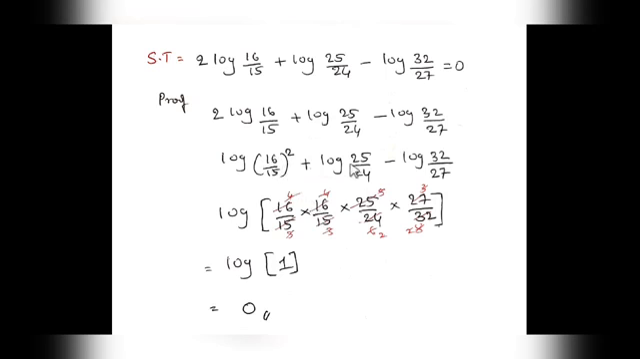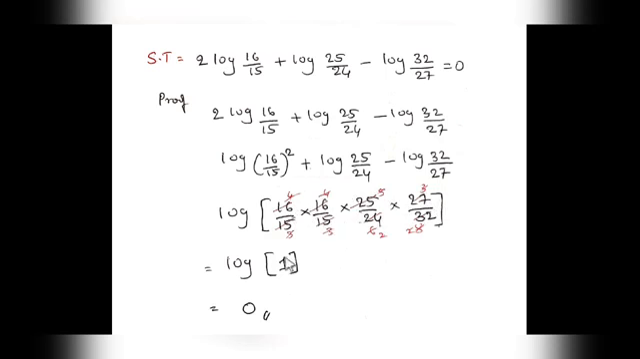Log of square can be written as 16 upon 15 into 16 upon 15. Now according to log m plus log n, we can take log m into n. We can multiply these two quantities: 16 divided by 15 into 16 divided by 15 into 25 divided by 24. As it is having minus, log m minus log n is log m divided by n, so I'll take the multiplication sign and the reciprocal of this so that it will become division.